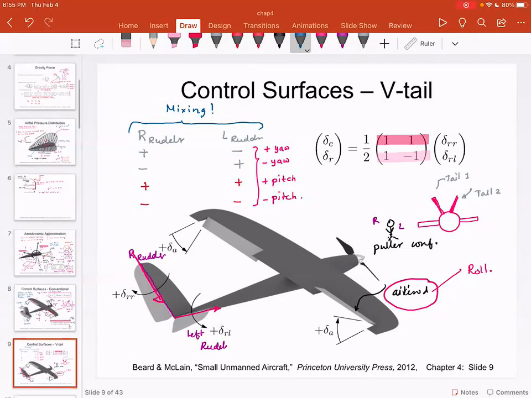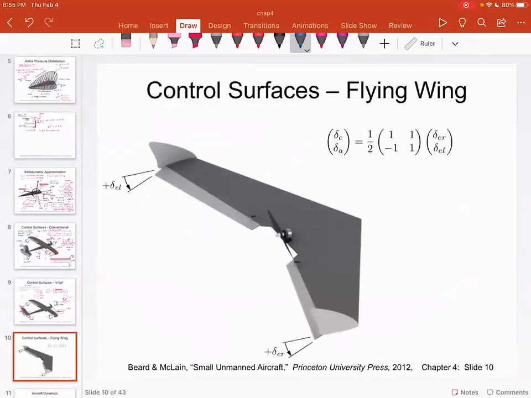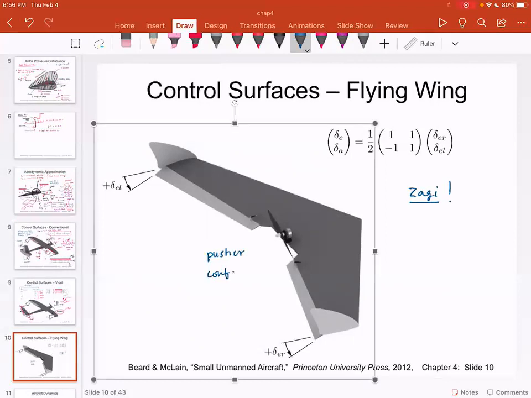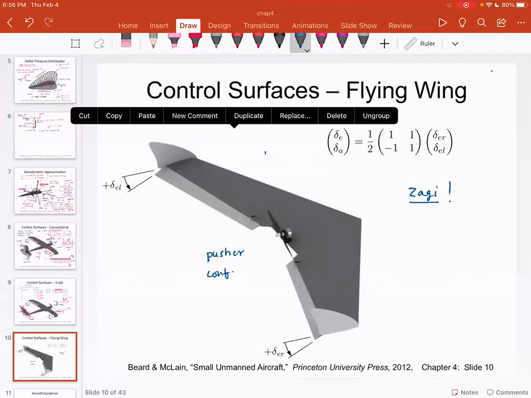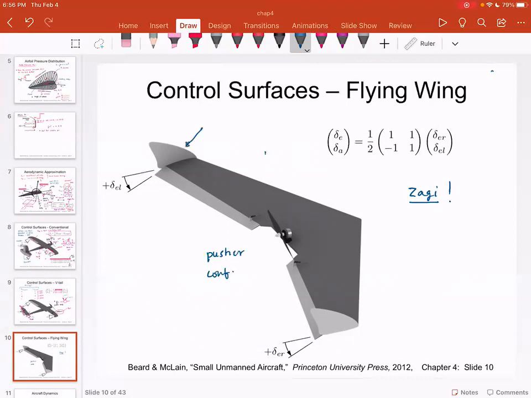Moving on, this is the flying wing. This is also called a Zagi. This is the same plane that we used for simulation. And please note, this is a pusher configuration, which means the prop is at the end. Now you will observe two interesting things. This Zagi has something called winglets. This is called a winglet. This is also called a winglet.